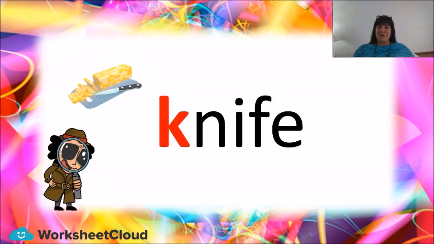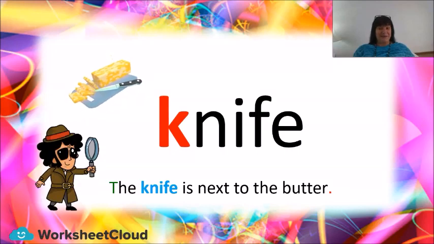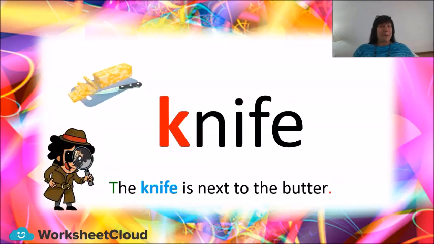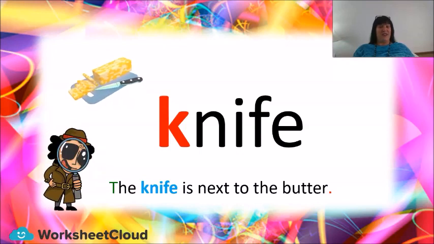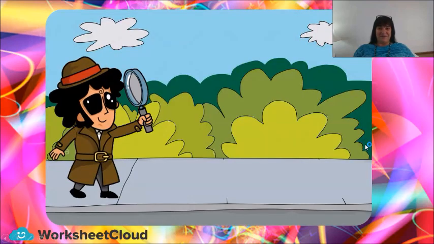Knife we've spoken about before. Let's think of a sentence with Kurt in it. Kurt put the knife down next to the butter. Kurt enjoys putting butter on his bread, so that's why he put the knife next to the butter. So knife has got a silent K in it.